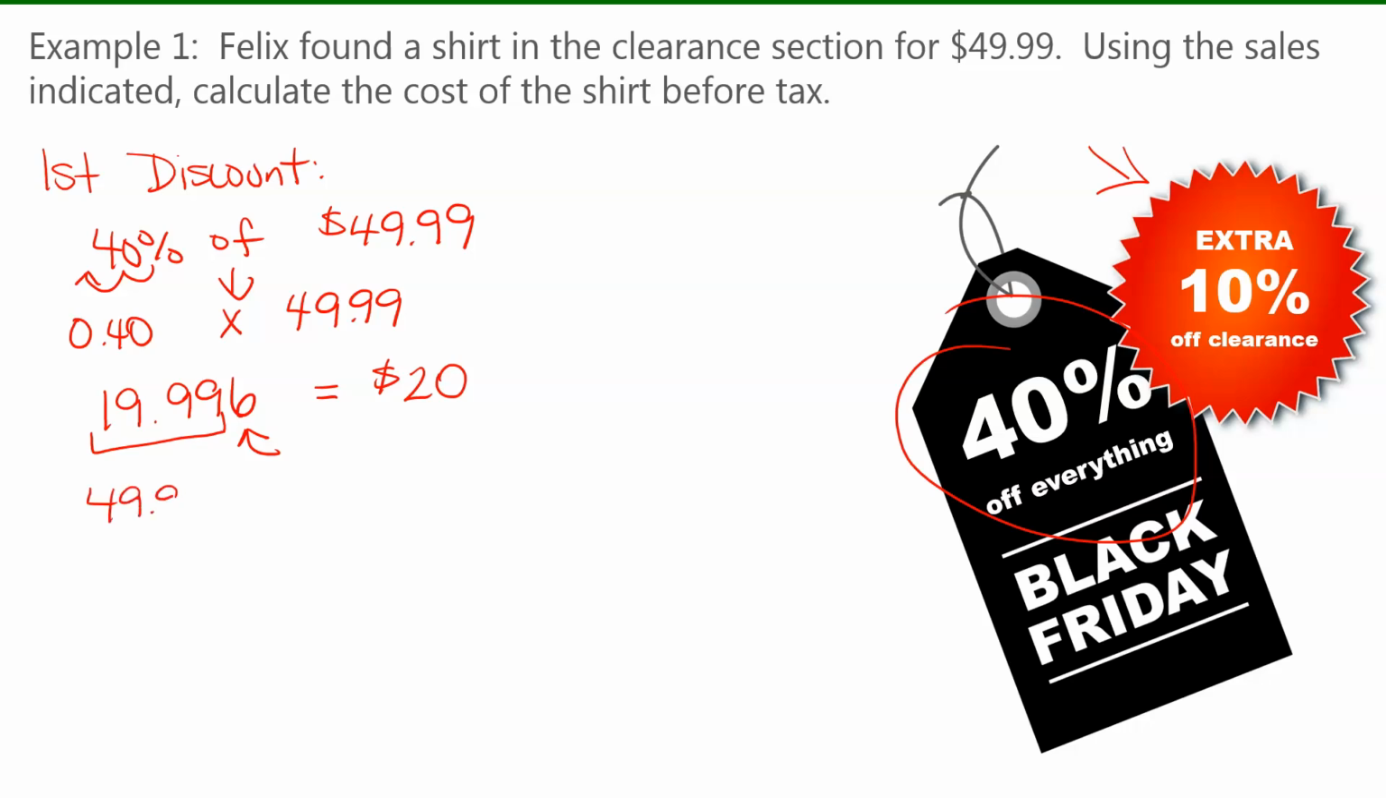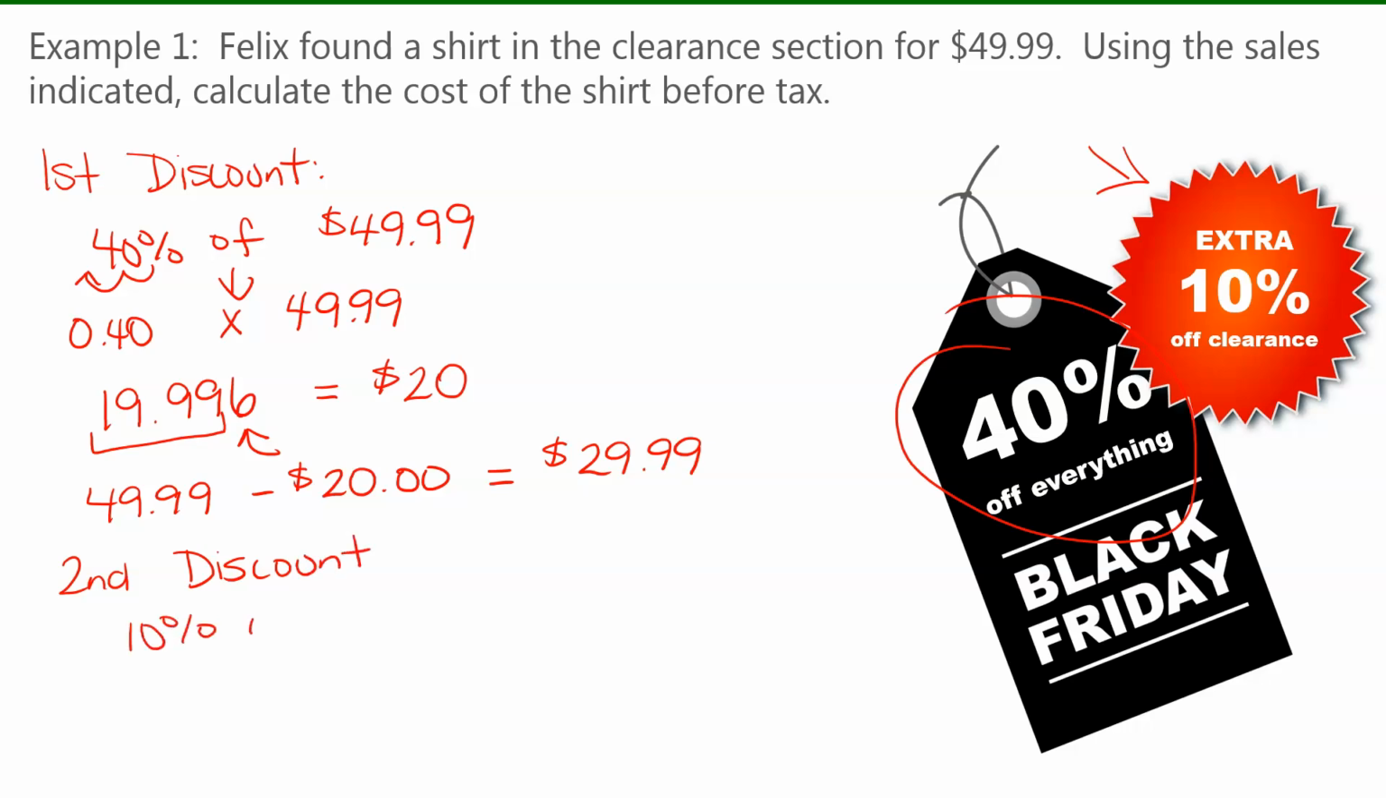So $49.99, subtract the $20 that we save, and we get $29.99. We now have to calculate the second discount. So to do that, we need to find 10% of our new price, so of $29.99.